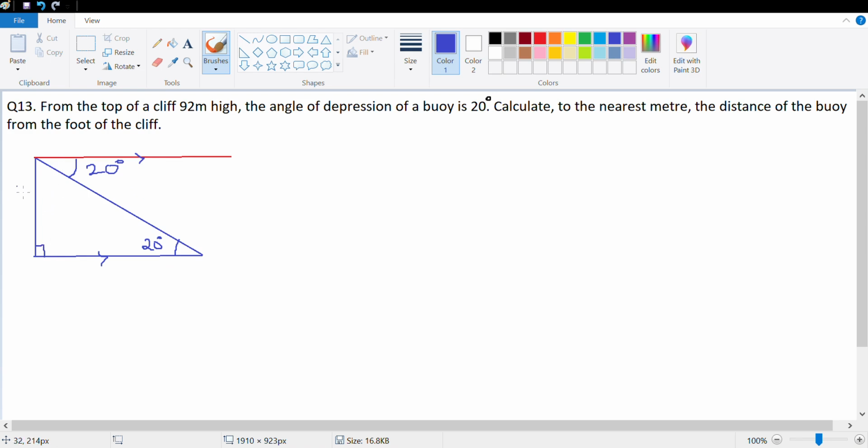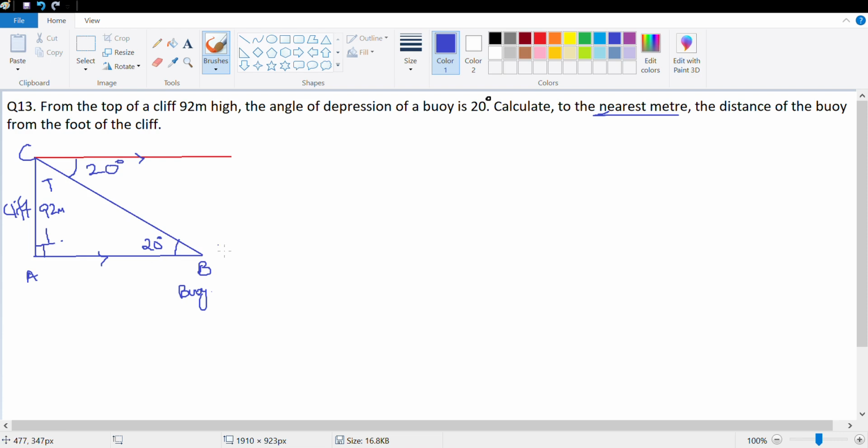So this is basically it. This is A, B and C. This is our cliff. This is the boy. And this is the ground. Perfect. Calculate to the nearest meter the distance of the boy from the foot of the hill, which means I need to calculate AB, and the cliff is 92 meters high.